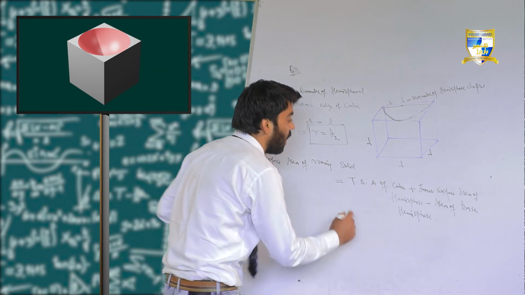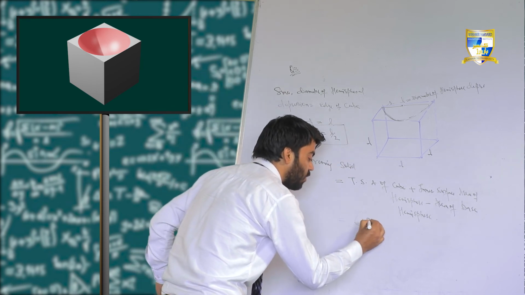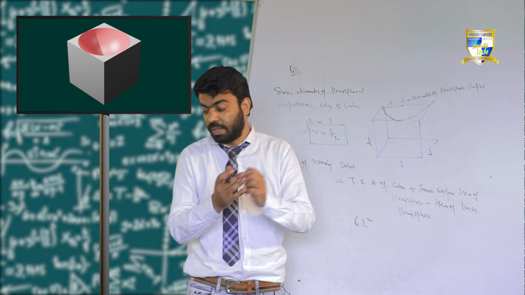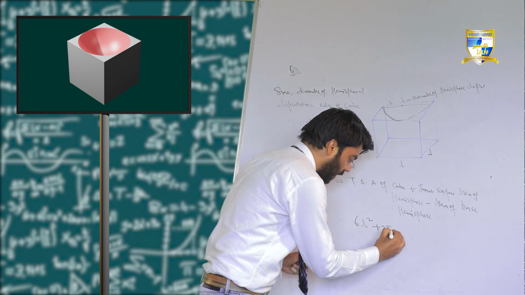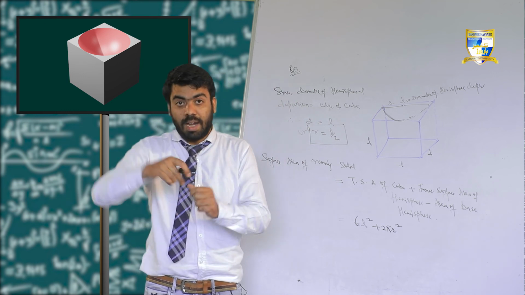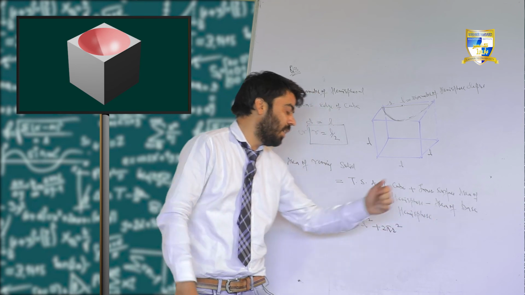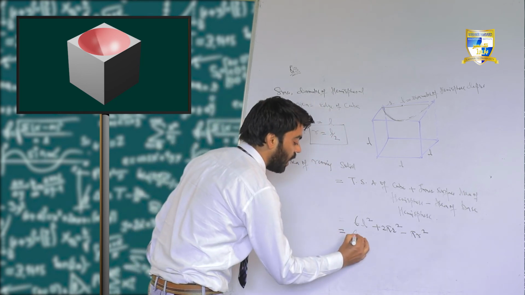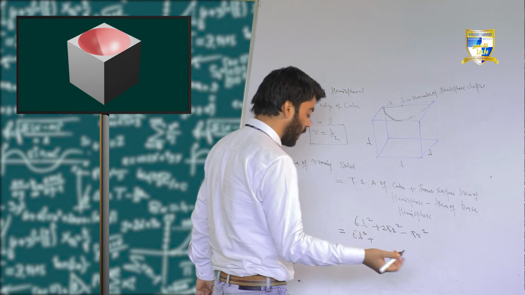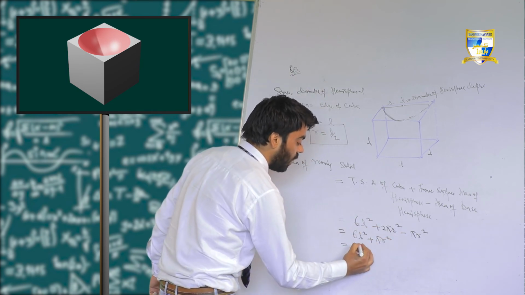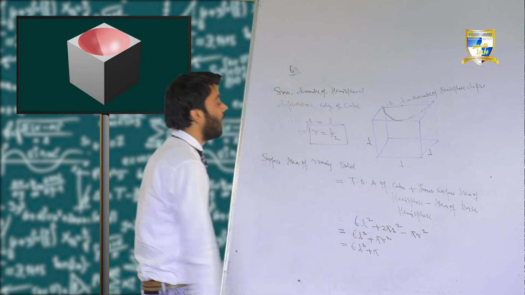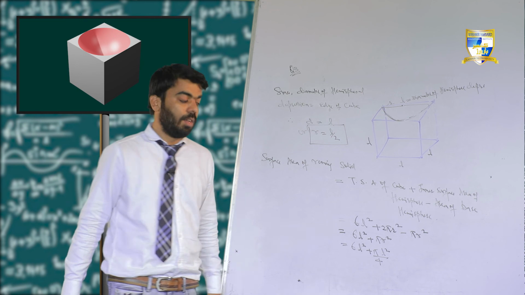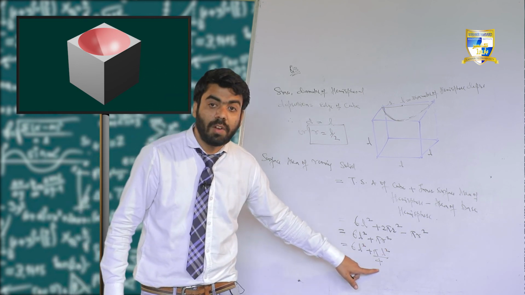Total surface area of the cube is 6a square, but a is equal to L. So simply it's 6L square, plus the inner surface area of the hemisphere. We know that's equal to 2 pi r square. And we have to minus the area of the base circle, minus pi r square. Simple. 6L square plus 2 pi r square minus pi r square is simply pi r square. So 6L square plus pi r square. R is equal to L by 2, that means r square is L square divided by 4. So it's 6L square plus pi L square divided by 4.